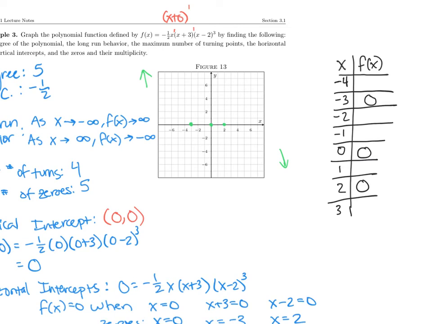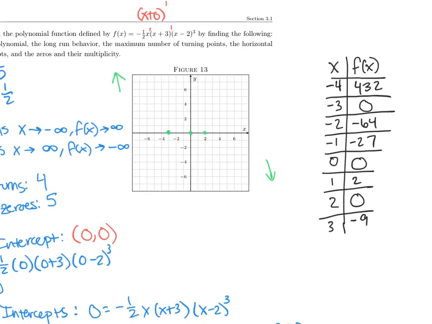So at negative 4, the y value is 432. At negative 2, the y value is negative 64. At negative 1, the y value is negative 27. At 1, it is 2. And at 3, it is negative 9. So this is quite an array of y values that are definitely not going to fit on here.